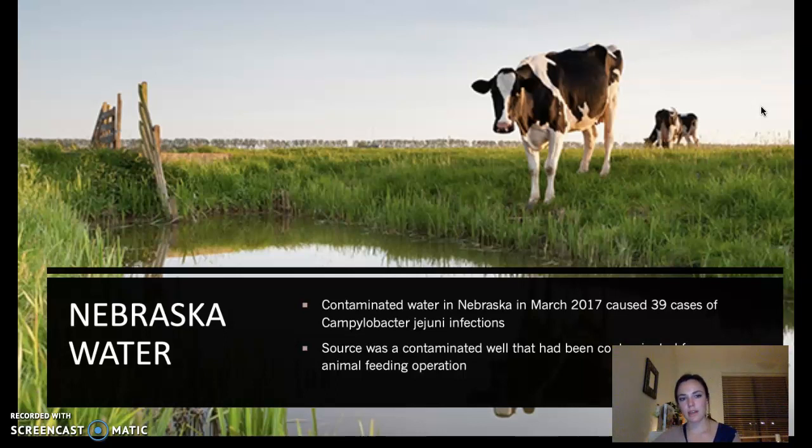Another outbreak was in Nebraska in 2017, which caused 39 cases of the infection, and it turned out that it was from a contaminated well, which was nearby to an animal feeding operation, which infected the water.